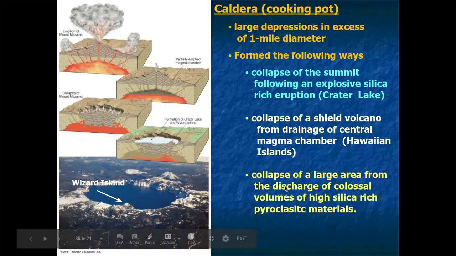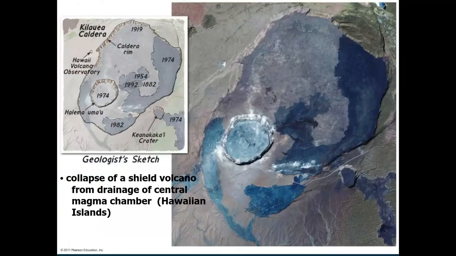Collapse of a shield volcano, again, similar, where the top of the volcano collapses from the drainage of the central magma chamber. And this would be typical of the Hawaiian Islands, which I think I have a picture coming up after this one. Collapse of a large area from a discharge of volumes of high silica, rich in pyroclastic materials. So these are some ways in which a caldera can form within a volcano. The bottom line here is that really the caldera represents just a large depression in the top of the volcano. And by definition, a caldera is about a mile in diameter.